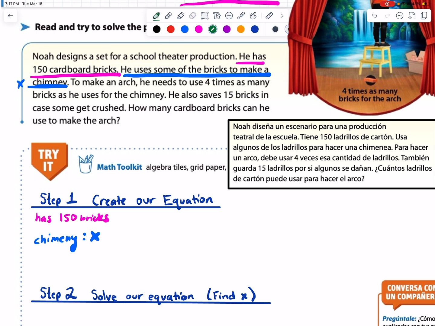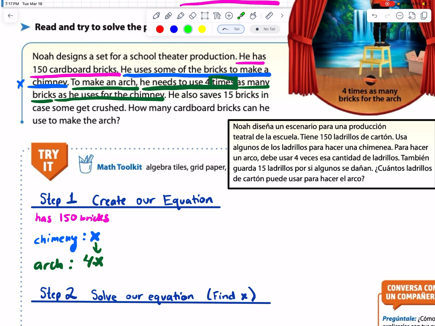And then that means that the arch is something else. To make an arch, he needs to use 4 times as many bricks as he used for the chimney. So since the chimney is the X, we're going to put 4 times X, 4X, like that. He needs X amount for the chimney and 4X amount for the arch.